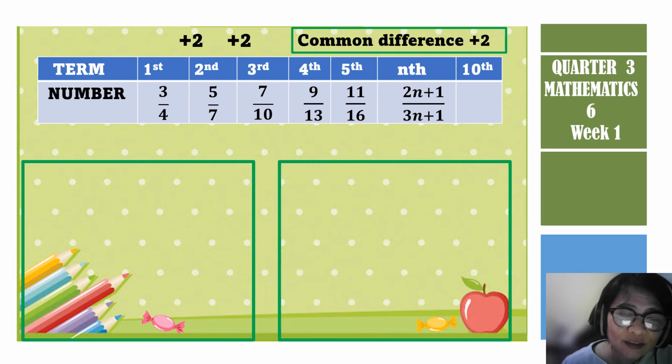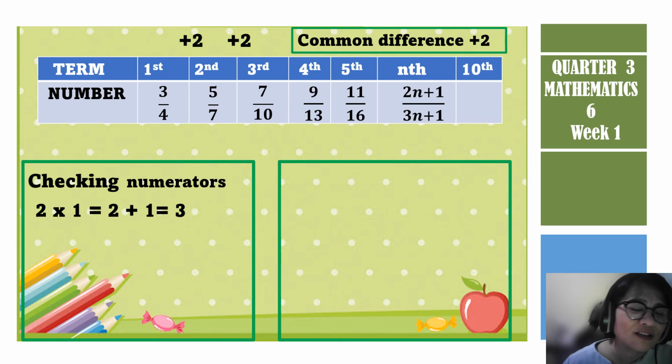Now, check natin kung tama tong rule natin na 2n. Hindi natin alam kung may 1 pa nga talaga. So, dito, 2n times 1 is 2. Pero ang hinahanap natin ay 3. Kaya, magdadagdag tayo ng 1 para magiging 3. Kaya, tama yung ating rule na 2n plus 1.